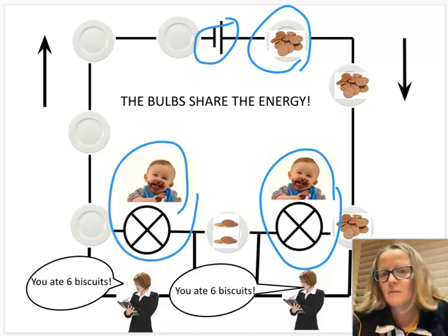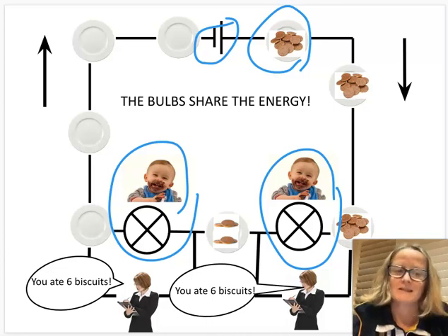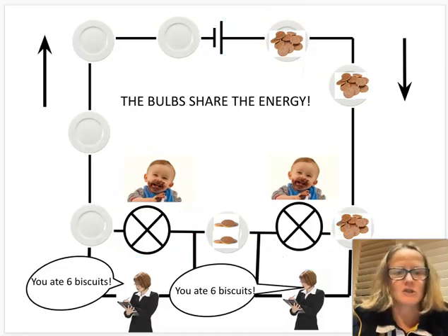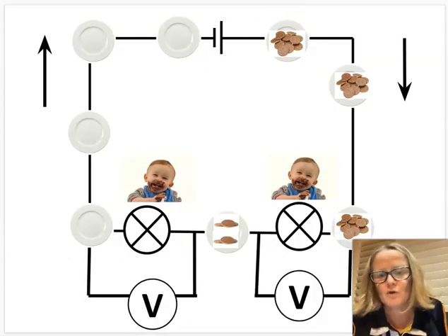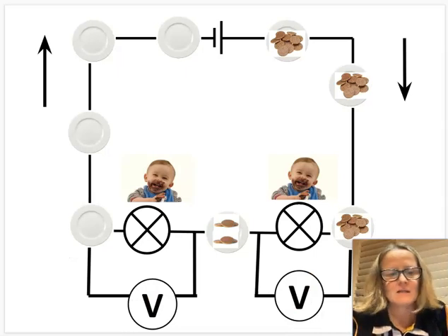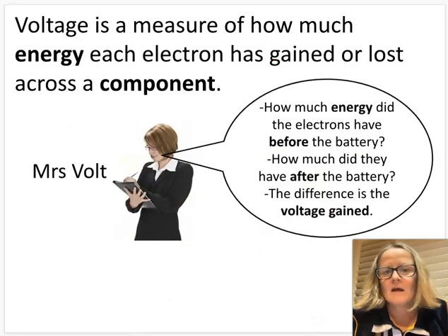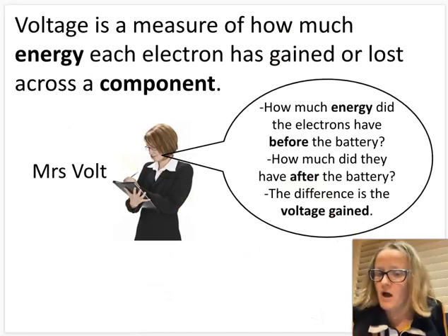So the chocolate biscuits have been shared between the 2 components, which is exactly the same as what happens with the volts. The volts get shared between the 2 components, and Mrs. Volt is able to work out that if we started off with 12, then each of those bulbs uses up 6. You can also look at the voltage in other components.